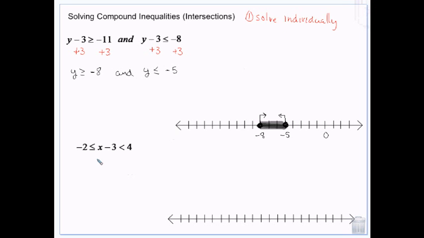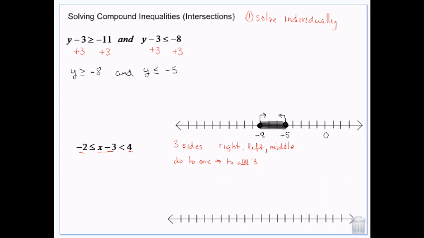Okay, sometimes they're written like this. And what you want to do is, basically this has 3 sides. Right? So it's kind of got 3 sides. It's got the right, the left, and the middle. Right? Left, middle, right? 3 sides. So whatever you do to one, you have to do to all 3.